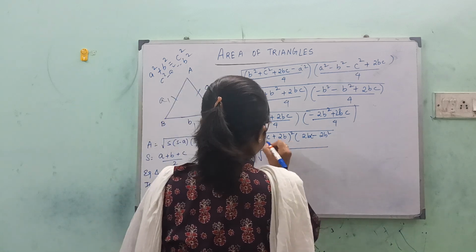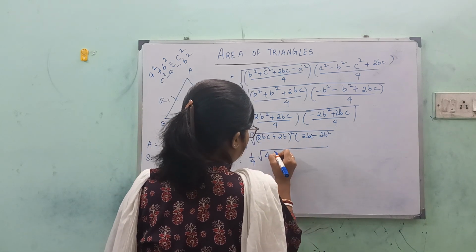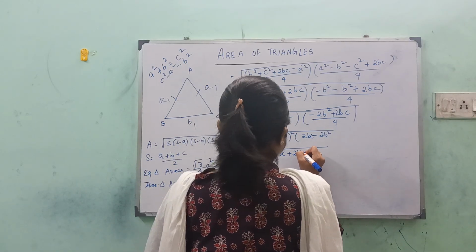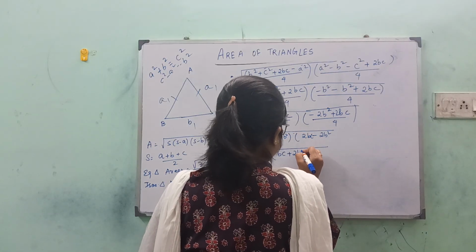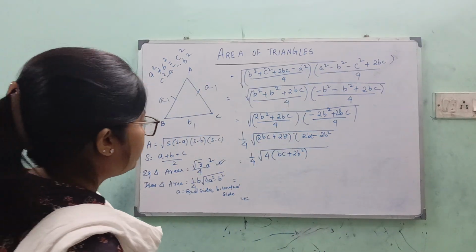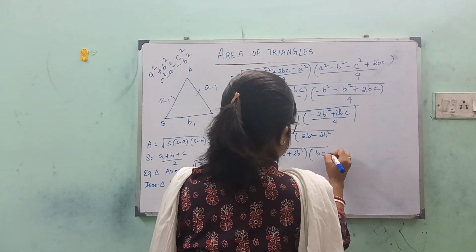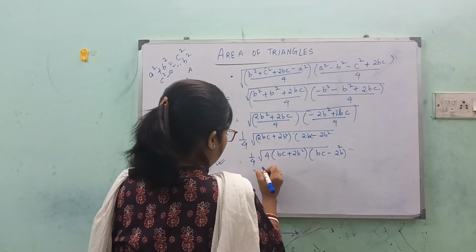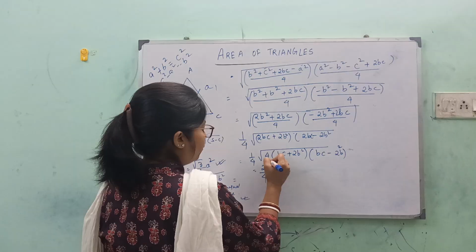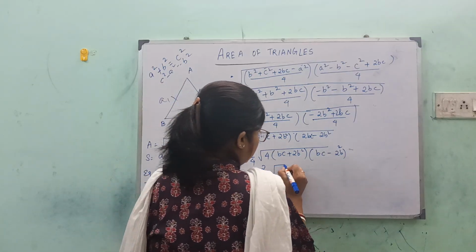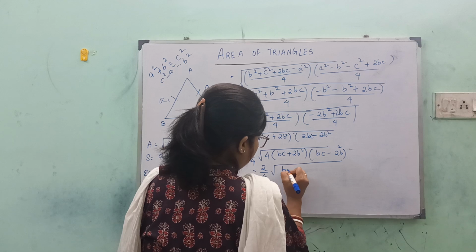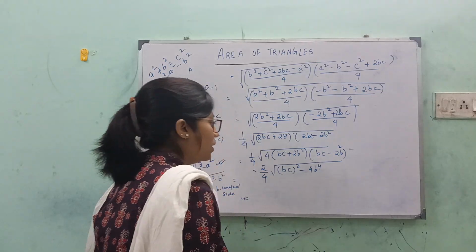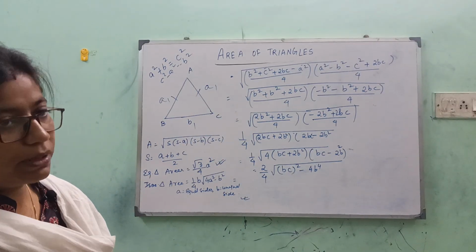Now what you can do is take a 2 common here and a 2 common here, so the 4 is taken common over here, so bc plus 2b² and bc minus 2b². So this is 2 by 4. Why 2 by 4? Square root of 4 is 2. 2 is brought out. This is a plus b, a minus b formula. So (bc) whole square minus 4b to the power 4. I hope this is clear. A plus b into a minus b is a² minus b² form.